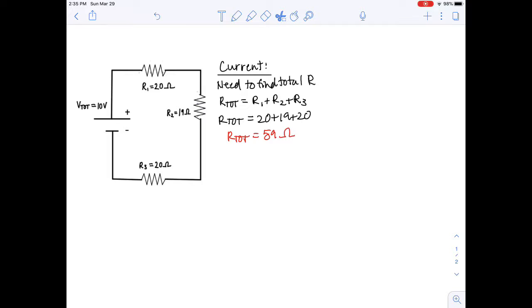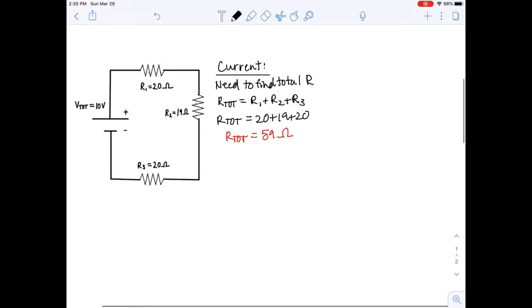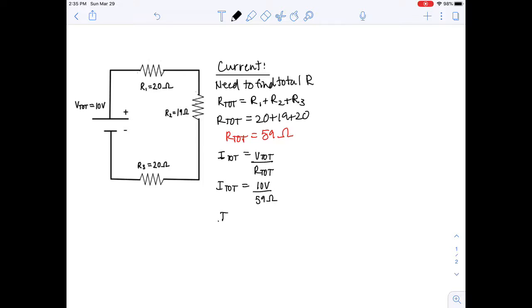Now I use my total resistance to calculate my total current. And the way I find total current is by rearranging Ohm's law, which I know is V equals IR. So this is just a rearrangement of that. So I know my total current is going to be 10 volts divided by 59 ohms. So my total current ends up being 0.169 amps.